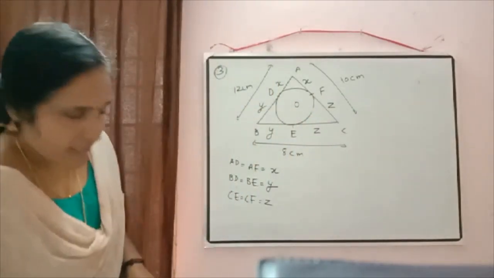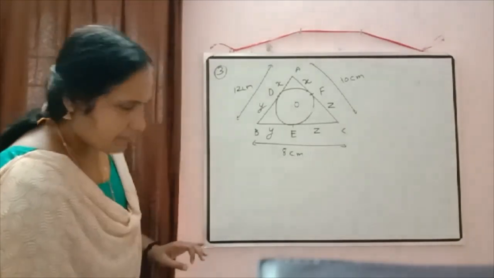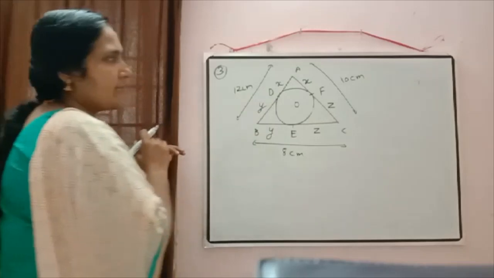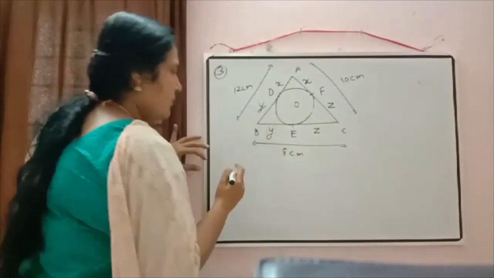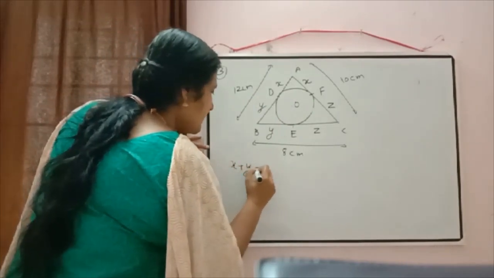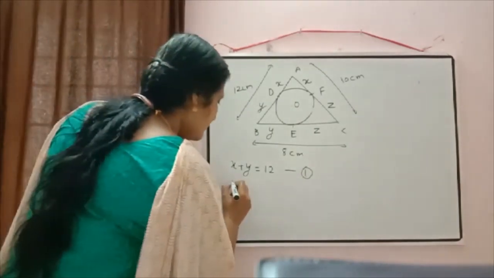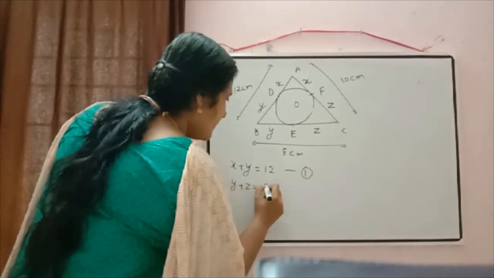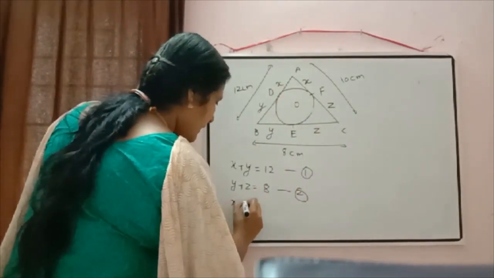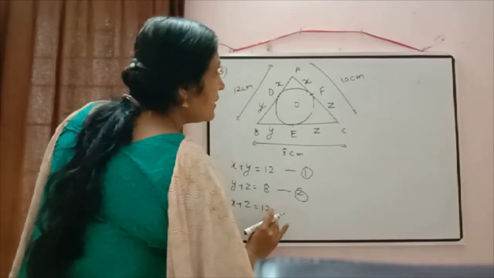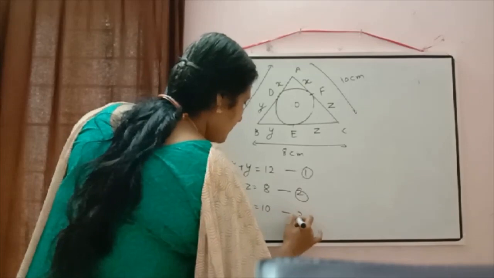Okay. Now check in the diagram. What will come there? If you check in the diagram, we have AB is equal to 12 centimeter. AB is a combination of two, which one? X and Y. So we can write here X plus Y is equal to 12 centimeter. In the same way, Y plus Z is equal to 8 is given. Then X plus Z is equal to 10 is given.